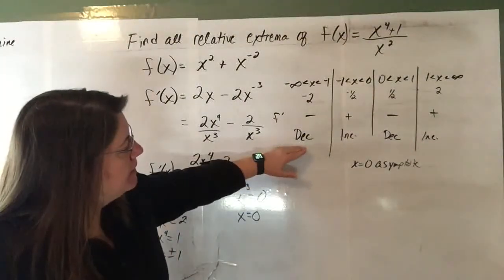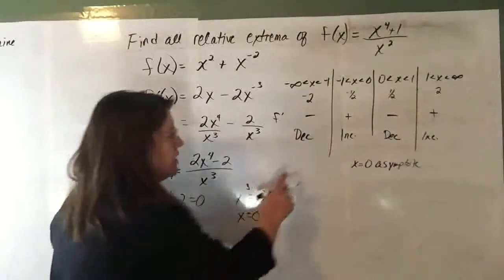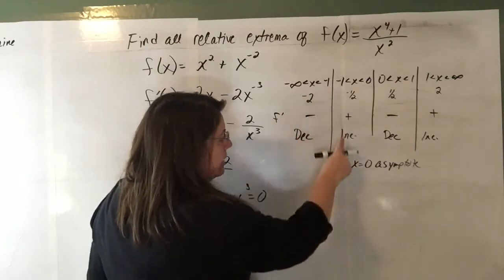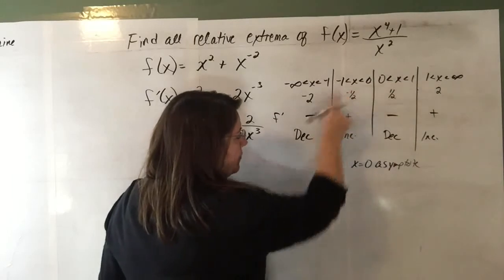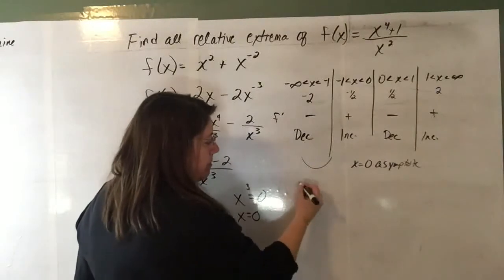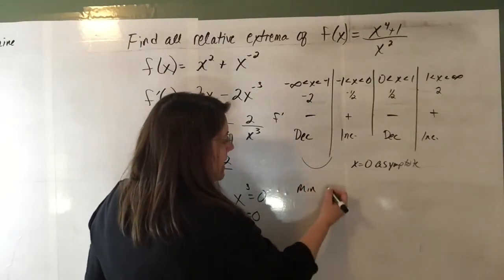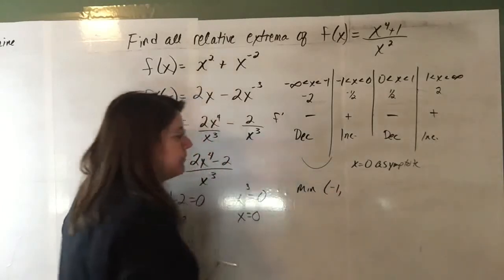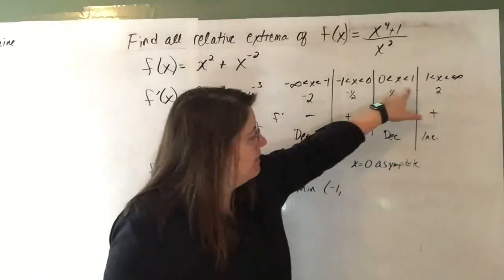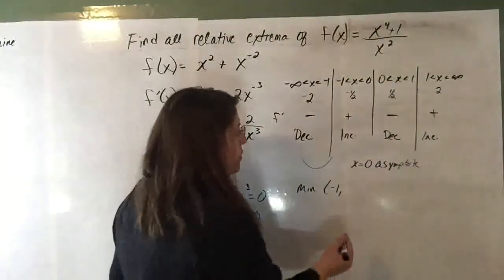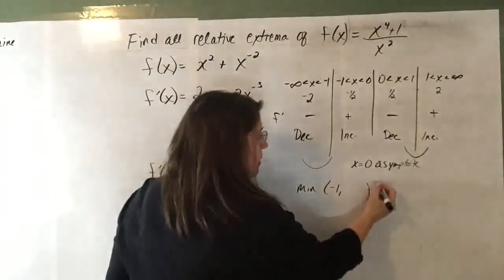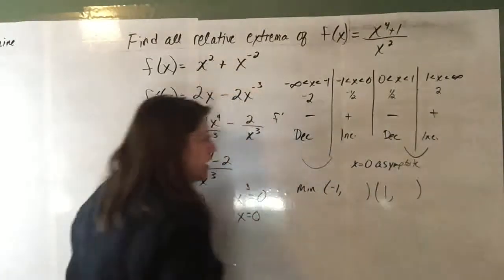So now looking at the rest of these, this function is decreasing on the interval -∞ to -1 and increasing on the interval from -1 to 0. Since it changed from decreasing to increasing, we're going to have a minimum value. So we have a minimum at the x value of -1. It changes from decreasing to increasing at the x value 1. So if it changes from decreasing to increasing, again, that's another minimum value. So the x value of that minimum is at 1.